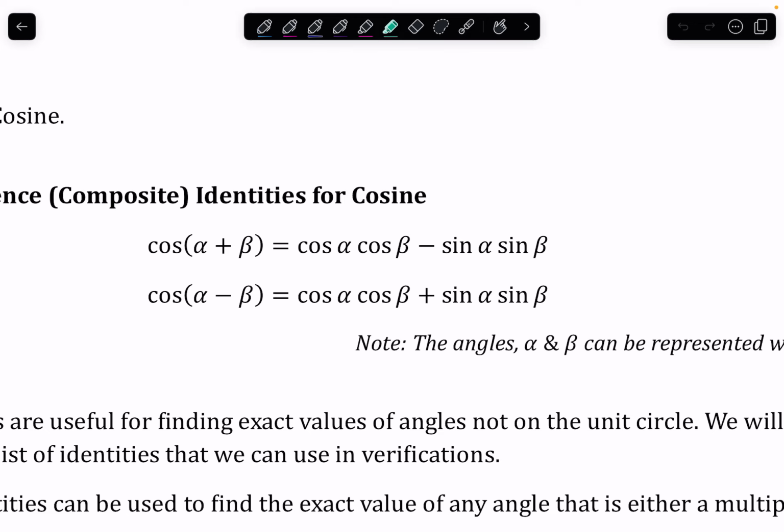Also note that the signs are opposite. So when we add inside, we subtract outside. That's fun. And when we subtract inside, we add outside. So cosine, cosine, minus sine, sine. Cosine likes to pair with itself.